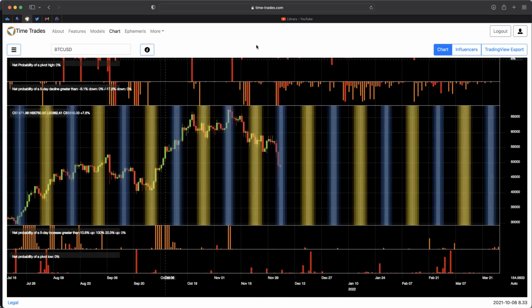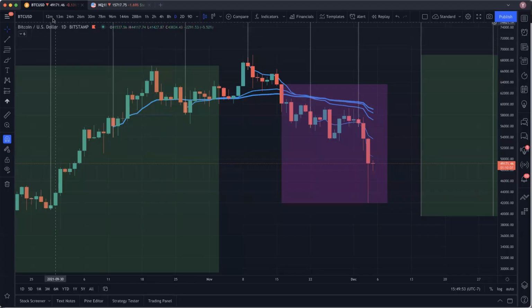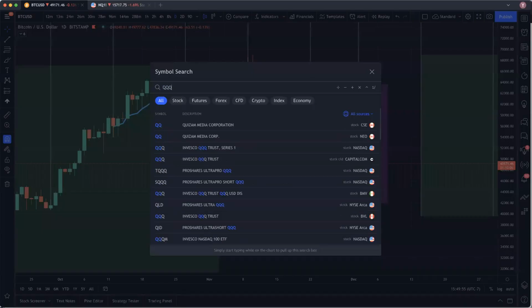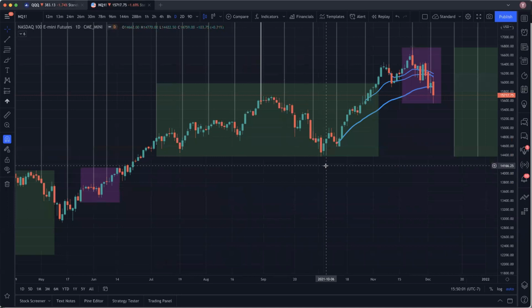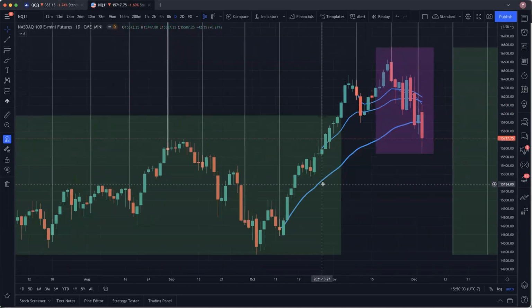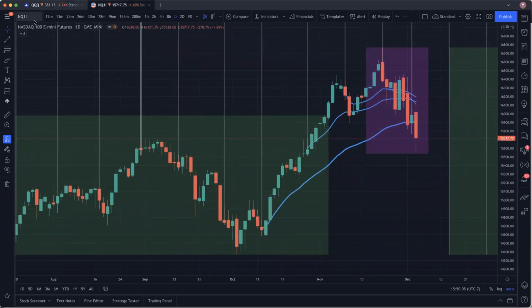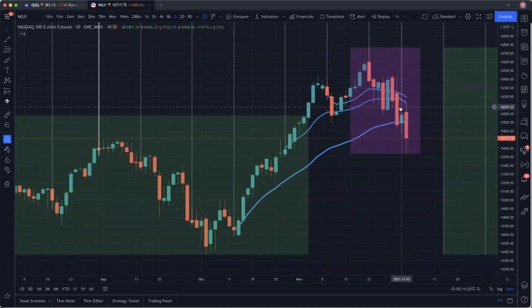So that's Bitcoin. Let's go and take a look at tech stocks. I like to look at the Qs. I've got this set up here using NASDAQ futures. And again, we've got 1, 2, 3, 4, 5 VWAPs anchored to these natural cycle dates. Again, I'm using this Time Trades script that you're going to be able to get your hands on this Thursday.